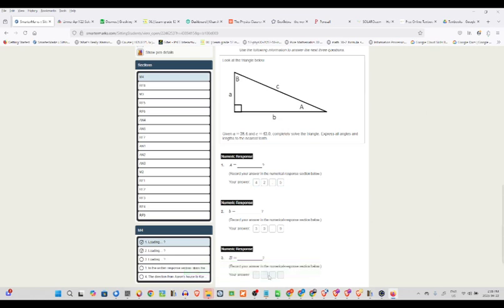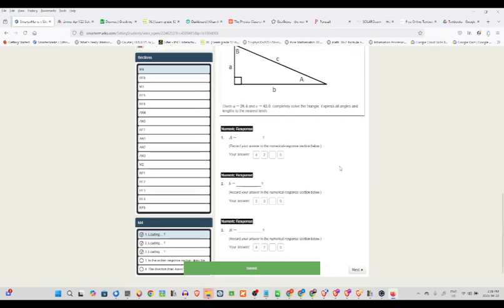For our angle B, again, going back to the original information in the problem, that means using the cosine. So we're doing the inverse cosine of the same 28.4 divided by 42.0. And we get a 47.5 degree angle here.